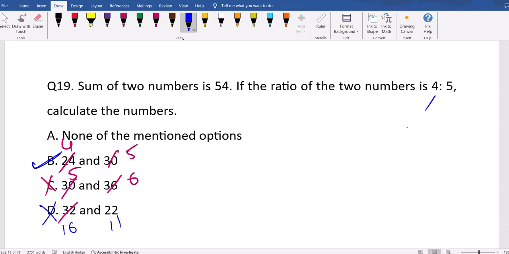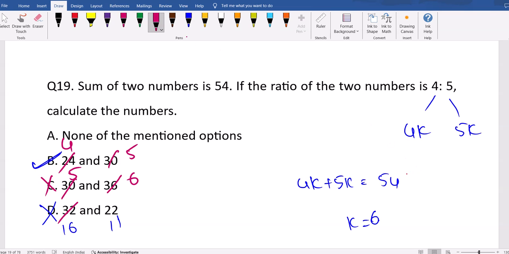So this is 4k and 5k. The addition should be equal to 54. The k value is 9, sorry, the k value is 6. When you put it here, k value 6, 4 into 6 is 24, 5 into 6 is 30.